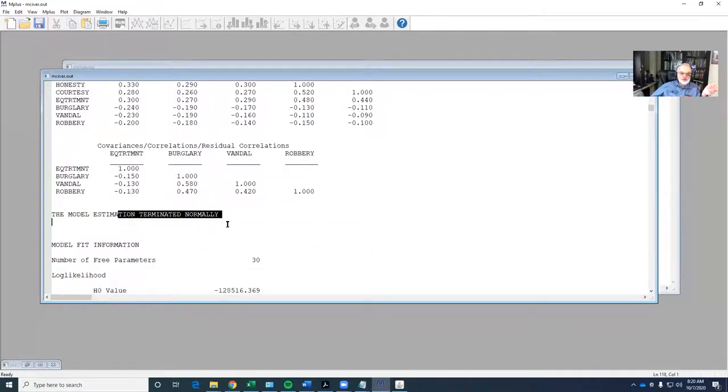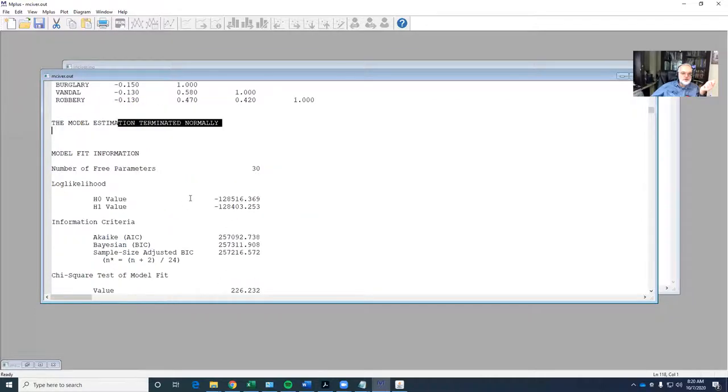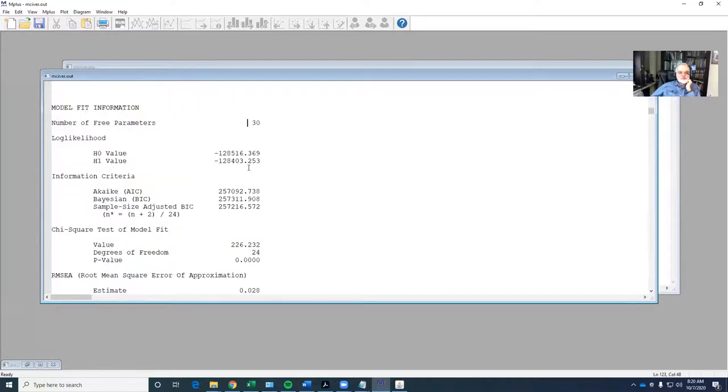I terminated normally. This is good. That means I converged. If the model didn't converge, it would give me a little message saying maximum number of iterations exceeded. How many free parameters do I have in my model? 30. So how did we get to 30? Well, we'll count that up in a moment.